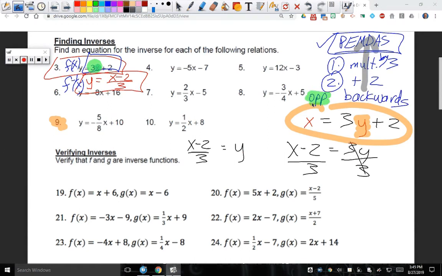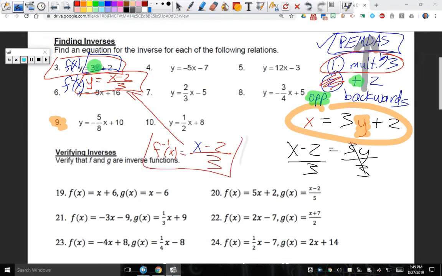That means when I go backwards, I'm not going to add by 2. I'm going to what? Subtract by 2. So take an x, any x, and we're going to subtract by 2. Now that's gone. What's the next step that I'm going to do backwards opposite? Divide by 3. And real quick, I can get to my answer, which is the inverse of f of x.